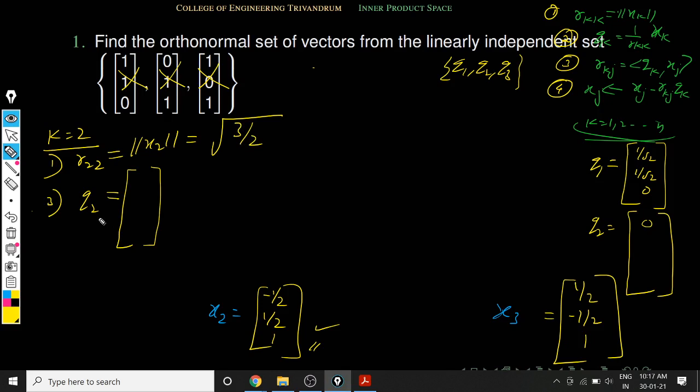Then we have to compute q2. Q2 using this formula, 1 by r22 into xk. Here xk means x2, this is our x2. So q2 is, the first entry of q2 is minus 1 by root 6, minus 1 by root 6. And what about the second entry?